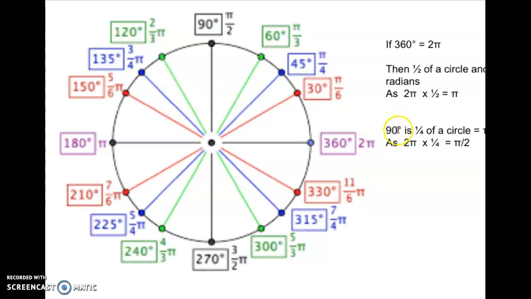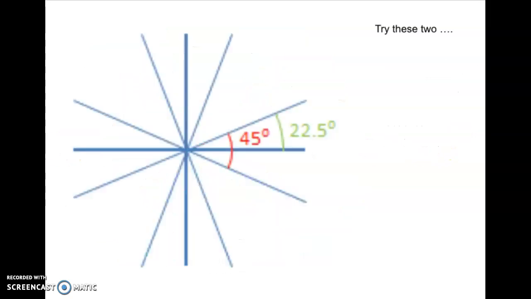We can continue with 90 degrees. If 90 degrees is a quarter of a circle, then 2 pi, which represents 360, times a quarter equals pi over 2. So 90 degrees is pi over 2 of a circle. Let's have a look at these. What I'd like you to do is actually try it yourself. If 360 is 2 pi, what do 45 degrees and 22.5 degrees equal? If you totally get this, you can just go on to the next bit and ignore my next explanation. If you want to test yourself, stop the video, try it, and listen to my explanation if you don't get it correct.